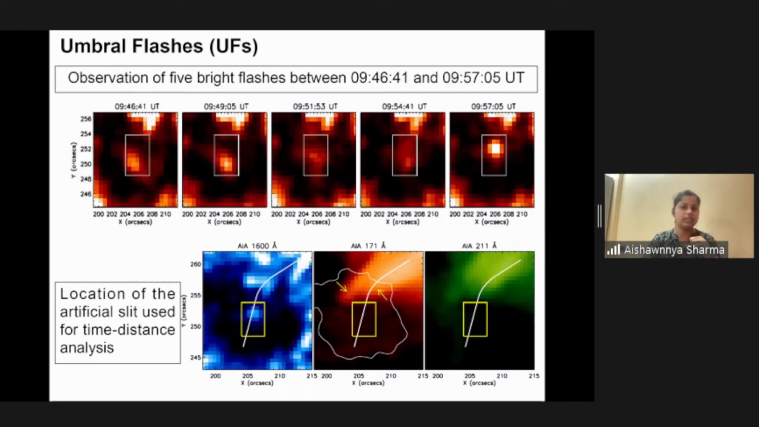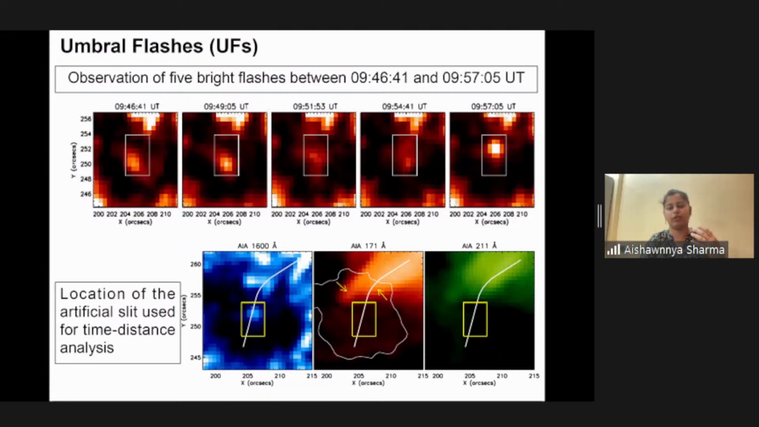So we want to see whether these brightenings, which are happening in the lower atmosphere, are affecting the propagation of other wave modes. Other wave modes means umbral waves and the upward propagating coronal waves. And to study those waves, we use a technique called the time distance analysis technique.